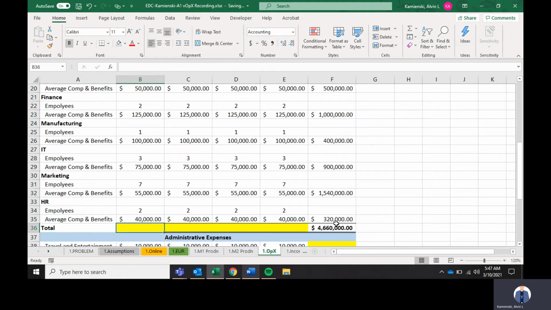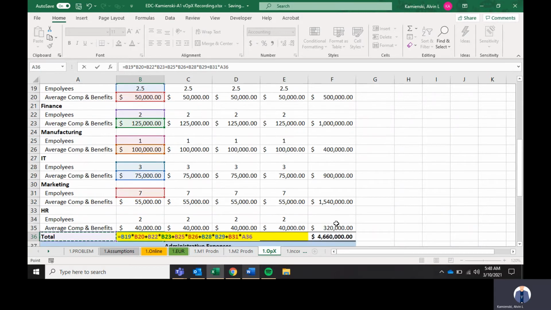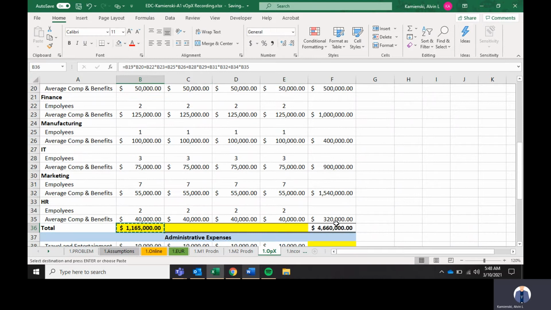And then if I wanted to total up this individual quarter, it would be 2 employees, and 2.5 times 50 grand plus 2 employees times 125. Notice I made the finance people the highest paid people. Manufacturing, we just got 1. IT, seems like there's always a ton of those folks around. I got 7 people in marketing because sales are the most important part of cash flow generation. And then finally, I've got my support staff in HR.